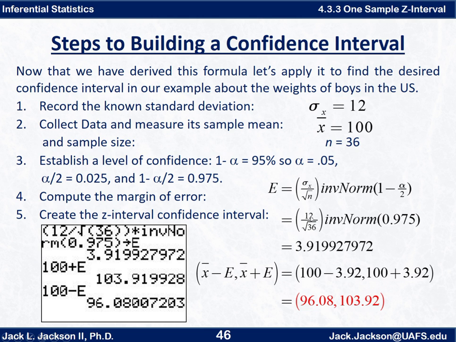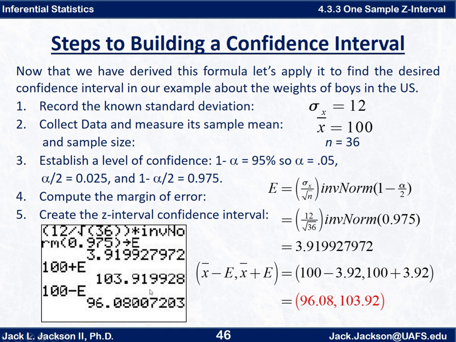The sigma of the x's is just 12. We know the sample size is 36. 12 divided by square root of 36 is 2, which is just the standard deviation of the x bars. So that's what's in the parentheses here, is 2. And the 1 minus alpha over 2 is 0.975. So this is just 2 times the inverse norm of 0.975, or here you see it worked out. I stored that as E, and that turns out to be approximately 3.919927972.